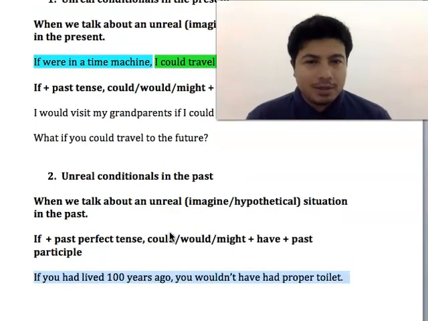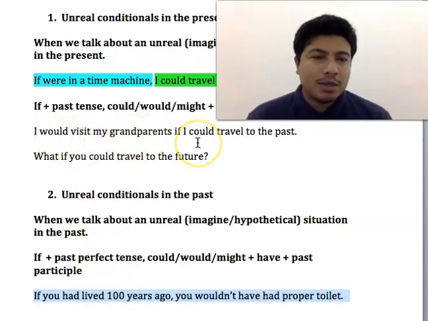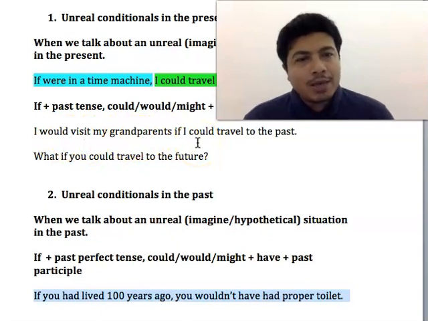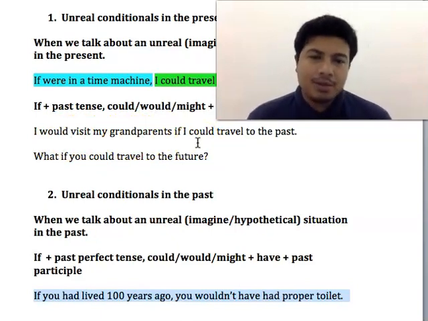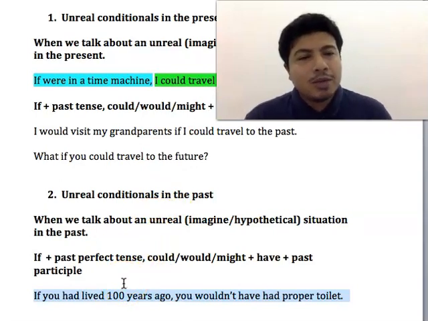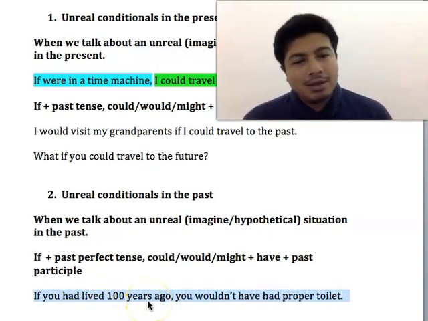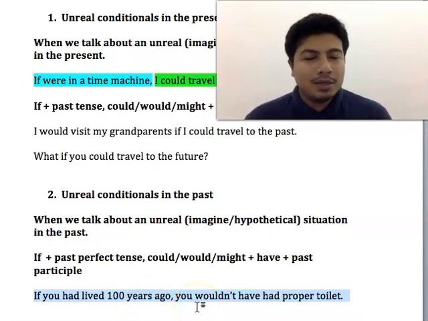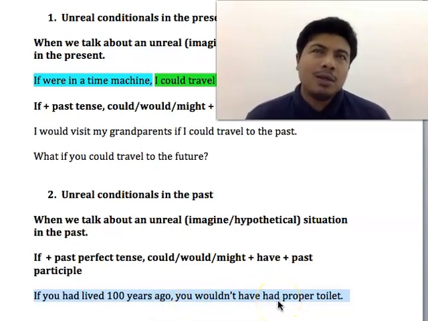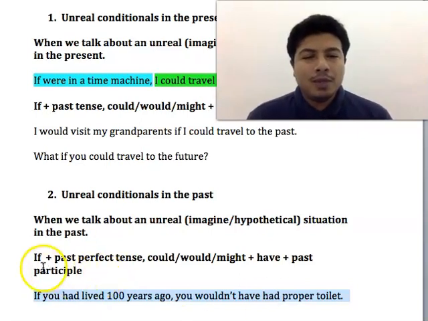So can you see the difference between unreal conditionals in the present and unreal conditionals in the past? Unreal conditionals in the present, you talk about it in the present. You wish it happened in the present, but it won't happen. But unreal conditional in the past, it is an unreal situation that you imagine to happen in the past. For example, if you had lived 100 years ago, of course you didn't. And then you wish you said that you wouldn't have had a proper toilet if you had lived 100 years ago.